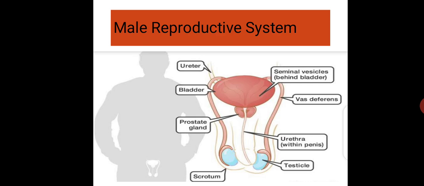Now, the testicle is found in the scrotum. All right, and it is this testicle, or you call it the testis. The testis produces the male gametes, which is known as the sperm. So if you are asked what is the male reproductive organ that produces the male gametes, what will you say? You say what? The testis. The testis produces the male gametes.